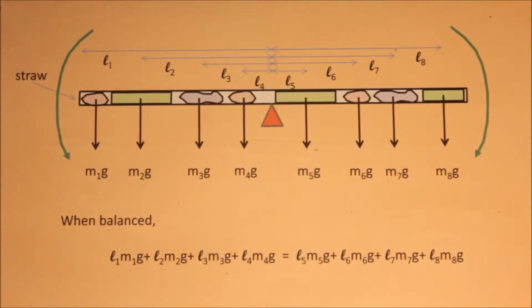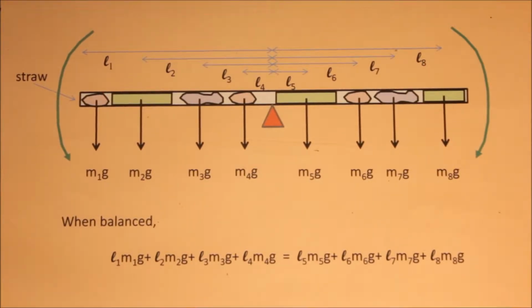We can explain this by saying that each of the things we put in the straw will try to rotate the straw either to the left or the right about the point of balance. When we balance the straw, the moments to the left must be equal to the moments to the right.